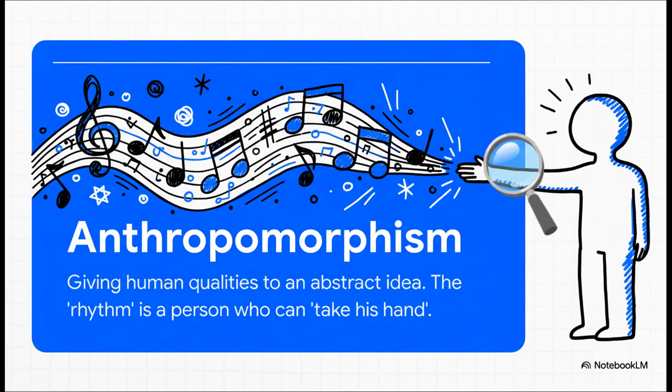And it's not just the music. Even the lyrics are in on the act. The song uses a cool literary device called anthropomorphism. Basically, it gives human qualities to something that isn't human. Here, the rhythm is treated like a person, an entity that can physically take his hand. It's such a clever way to write it, because the words themselves are reinforcing the music's core message. This beat is alive and it's commanding you to dance.